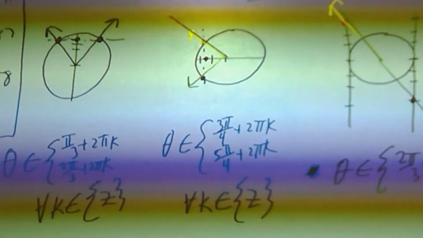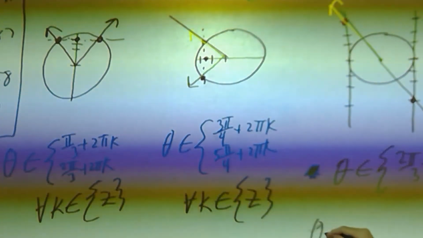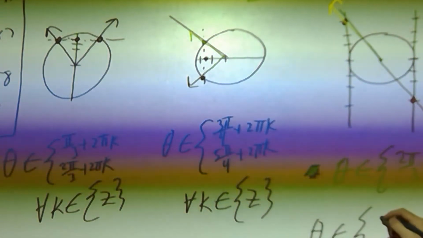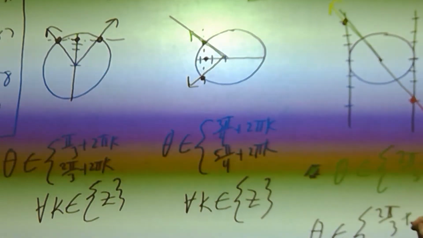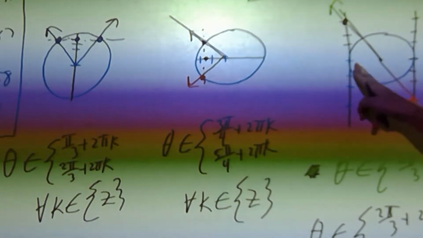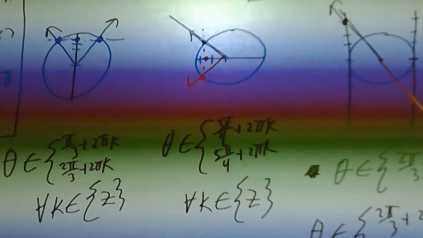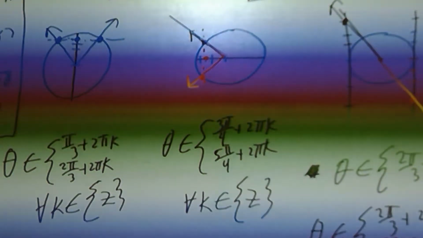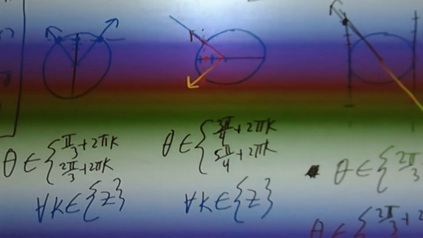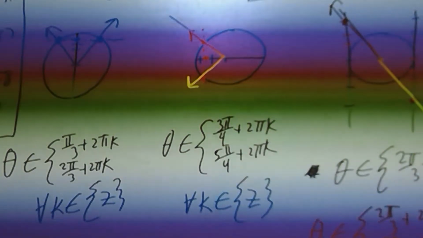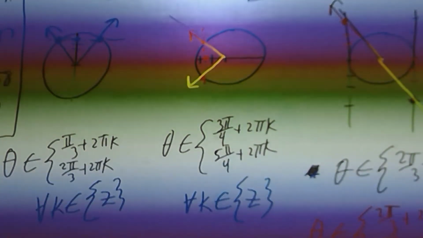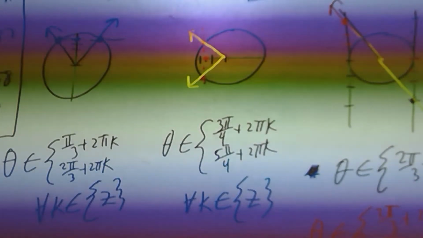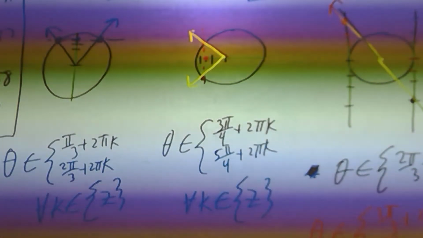But if you like doing 2 layers, then you would also get full credit for saying theta is an element of the set 2 pi over 3 plus 2 pi k. And what's this angle down here? 5 pi over 3 plus 2 pi k for all k that are elements of the set of integers. You can do the green one or the red one, doesn't matter, both full credit. Any questions on that? Okay, so now turn this over.